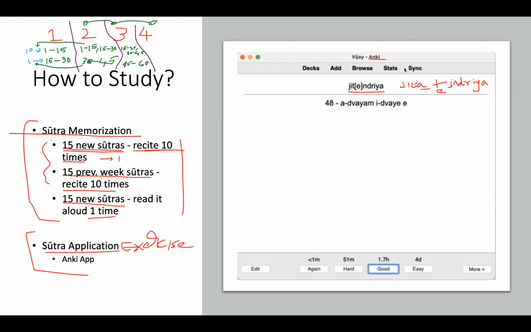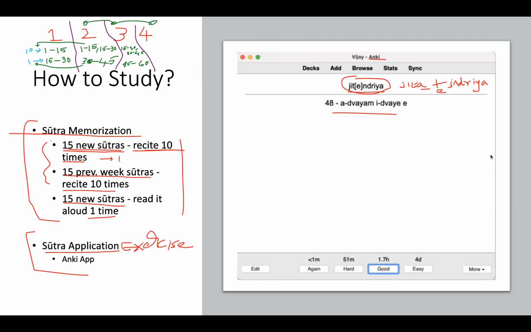So look at the question. This question will be shown, and you have to recite the answer. So this entire flashcard set I will share. You can also download the Anki app, and you can download that deck of cards on your mobile phone. They also have a website, so you can go to their website and do the same exercise.